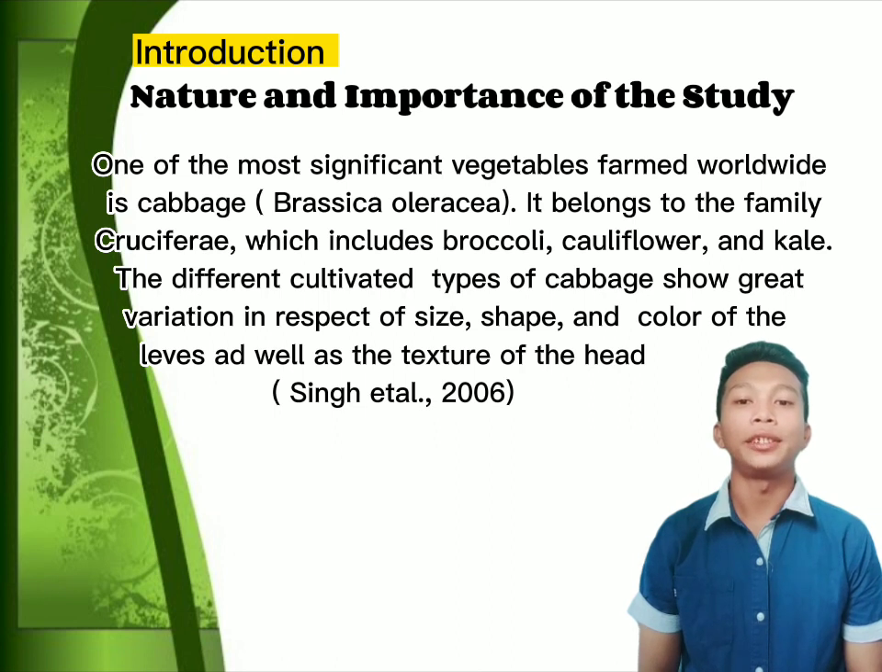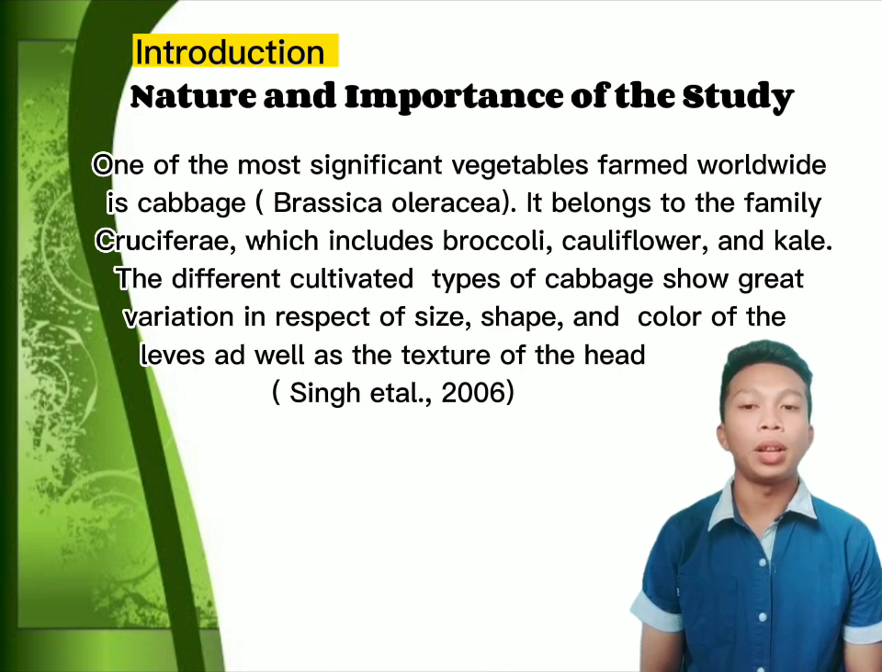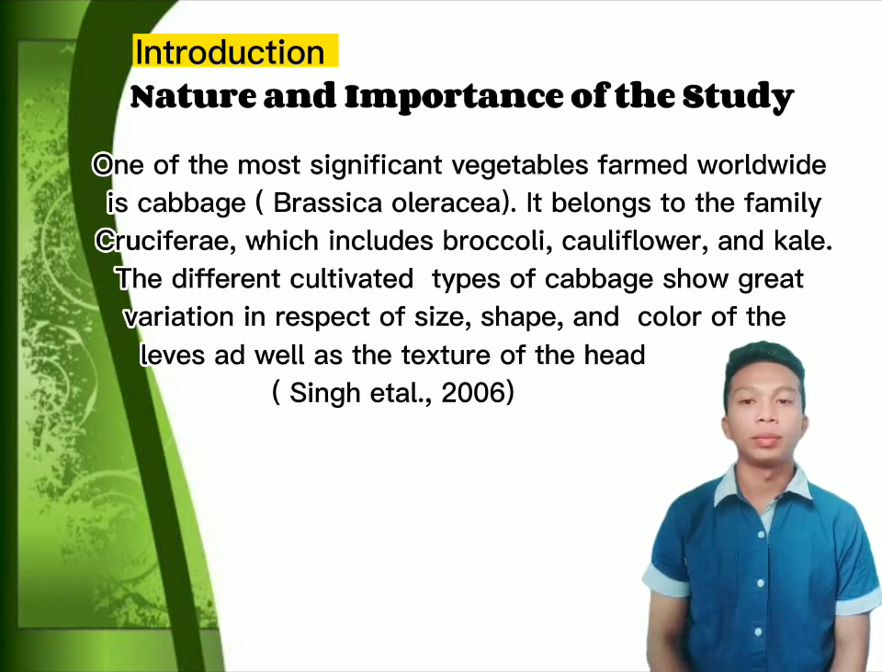According to Singh et al. 2006, one of the significant vegetable crops worldwide is cabbage, also known as Brassica oleracea. It belongs to the family Cruciferae, which includes broccoli, cauliflower, and kale. The different cultivated types of cabbage show great variation in respect of size, shape, and color of the leaves, as well as the texture of the head.